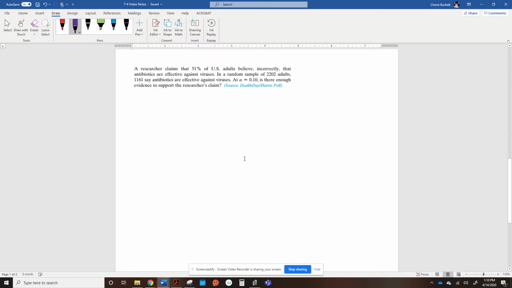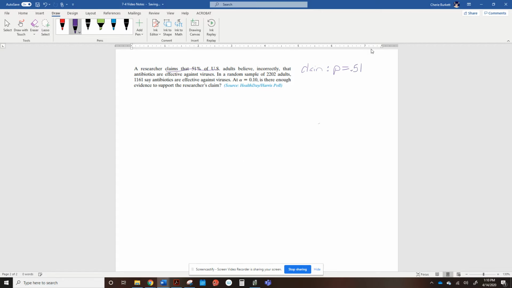Okay, so I'm going to do this one on the calculator. A researcher claims, there's your claim, that 51% of U.S. adults believe incorrectly that antibiotics are effective against viruses. Okay, so their claim is that the proportion that believe incorrectly is 51%.